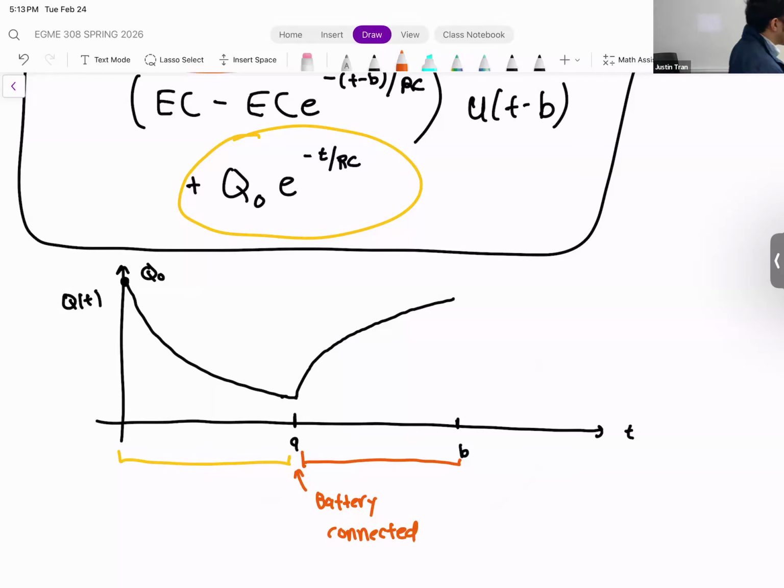Not necessarily. The Q naught was just whatever the initial charge is. And so what value it comes up to depends on how strong the battery is, of course. It looks the same just because I only have a limited amount of space here. But we can also overshoot this, right? So let's say we have a very strong battery, we could overshoot this and even go further.